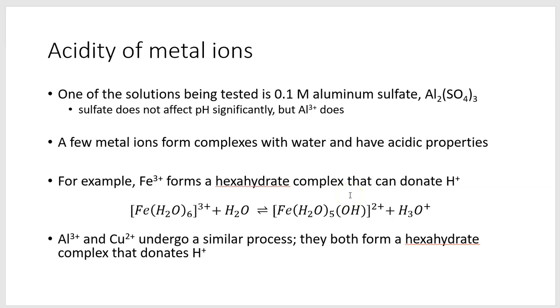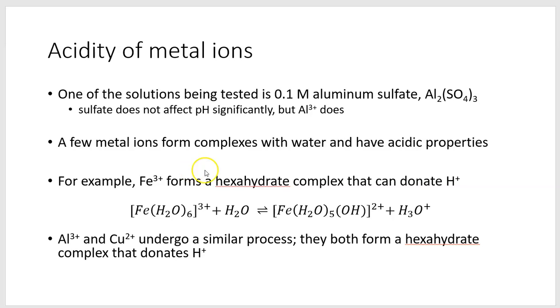One of the solutions tested in this experiment is a 0.1 molar aluminum sulfate solution, and you should see that its pH is acidic. There's often a lot of confusion about why that happens. The sulfate does not significantly affect the pH. It's the aluminum that is affecting the pH, and this happens with not all metal ions, but a few, including aluminum 3 plus and iron 3 plus.